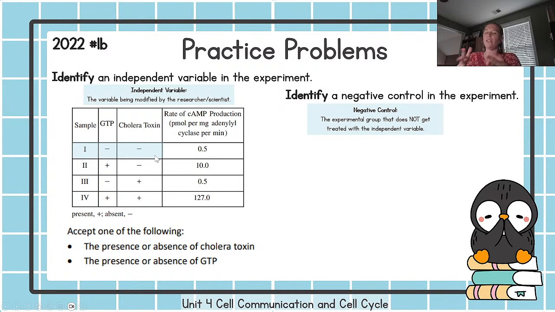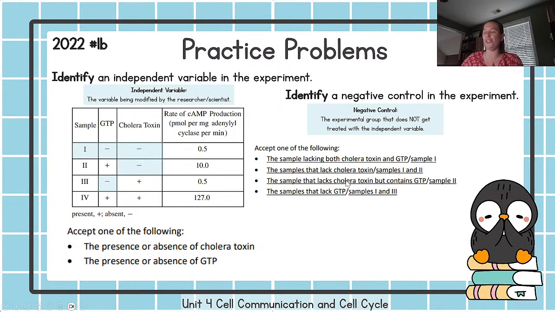But what if you as the student didn't say, oh, both of these are independent? What if you just thought one of them was independent? Well, if you thought that the presence or absence of cholera was your independent variable, then you could have said 1 and 2, because those are the ones that don't have the cholera. Or if you were talking about the GTP, presence or absence, being your independent variable, then 1 and 3 could be your negative control. So there's a lot of options you could have put here.